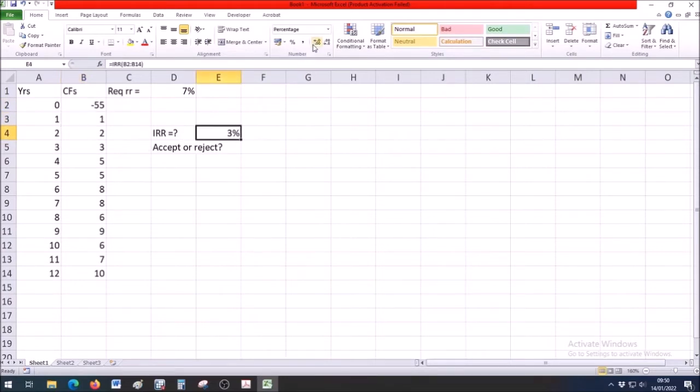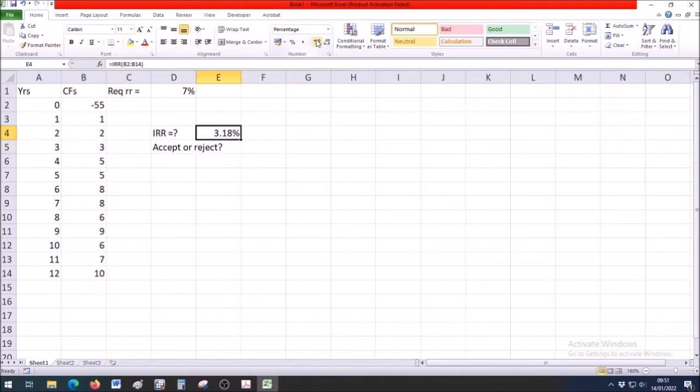IRR is 3%. I don't think it's actually 3%. What are the chances? It's perhaps 3 point something. So remember to give me the details, otherwise the answers are not going to be correct on the exam. 3.18 is not equal to 3. So if you enter 3 as your answer, that'll be wrong.